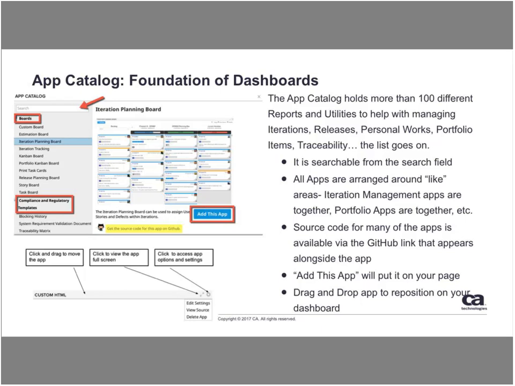Now, not all apps have the source code, so again, you can find that by looking in the app catalog, and if you see the GitHub logo with a hyperlink to go get the source code, that code is available. Once you add the app to your dashboard, the app catalog disappears, and now the app will be somewhere on your dashboard.